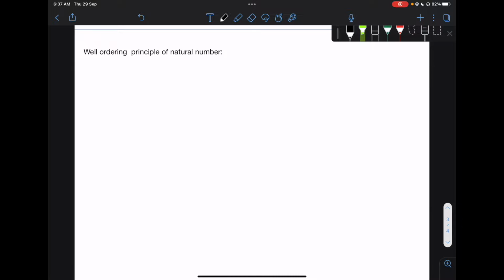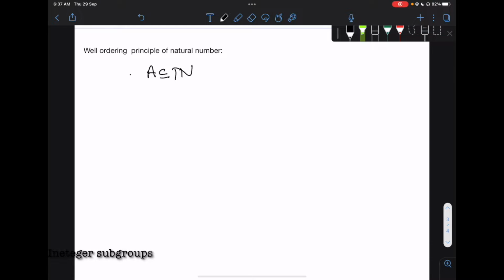Here I will explain the well-ordering principle of natural numbers. That is, in the natural numbers, if you take any set, let's say A, which is not empty, then A has a smallest element.